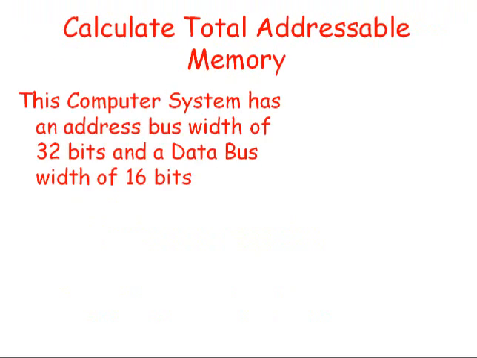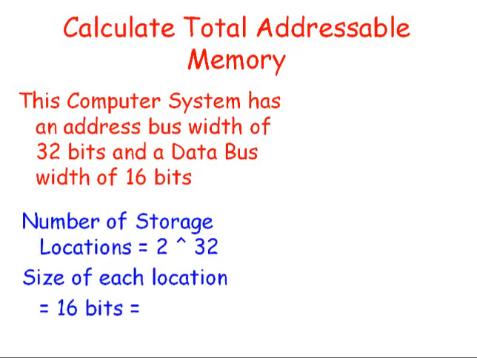So let's do some examples together here. A computer system has an address bus width of 32 bits and a data bus width of 16 bits. What do we need to work out? Well, we need to work out the number of storage locations, so we do 2 to the power 32. The size of each location is 16 bits, so that would be 2 to the power 32 times 16, and we've put divided by 8 there just to put it into bytes to simplify it.